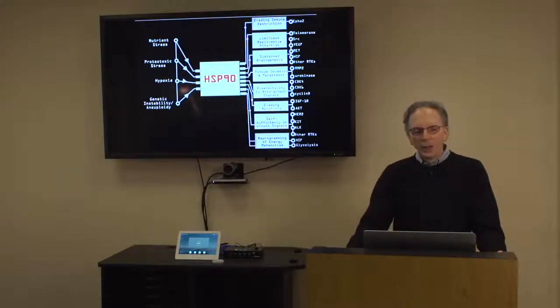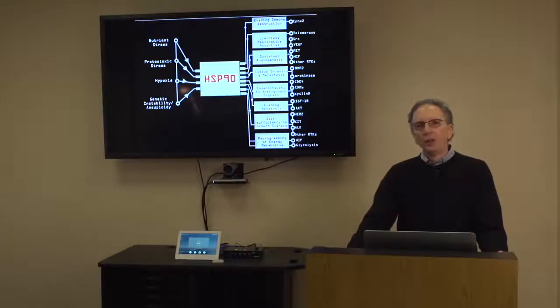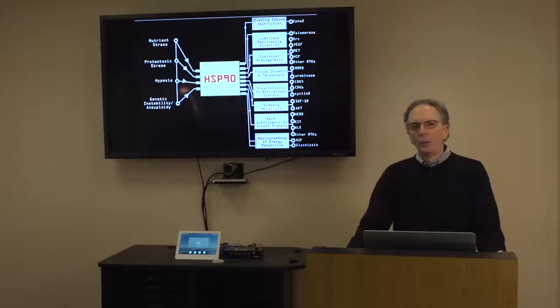In fact, HSP90 is known to modulate a cell's response to many different kinds of noxious environments that are frequently characteristic of the cancer environment and lifestyle. These include nutrient stress, proteotoxic stress, hypoxia, and genetic instability, frequent characteristics of many cancers. HSP90 clients, those proteins that are chaperoned by HSP90, are integral in allowing cells to respond to these insults.